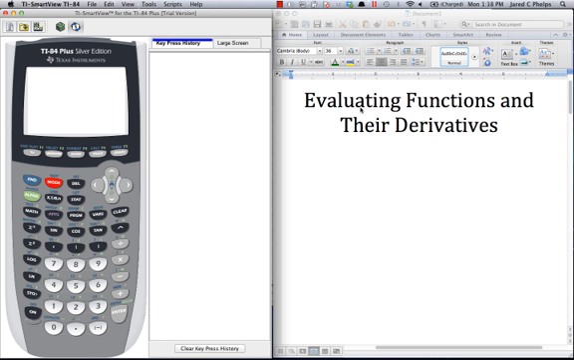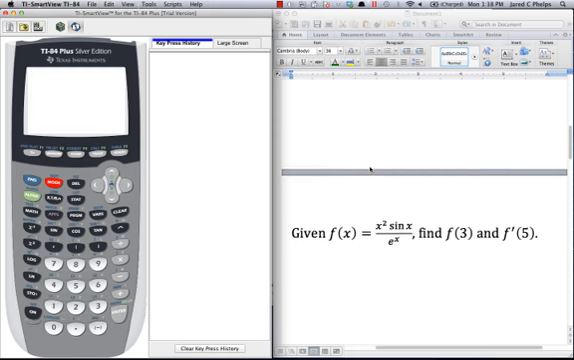So in this video I want to talk about how we use the TI-84 or TI-Inspire calculators to evaluate functions and evaluate their derivatives as we go into Chapter 3 and start doing things with all that. So I'm just going to jump right into that. I've got an example problem here.